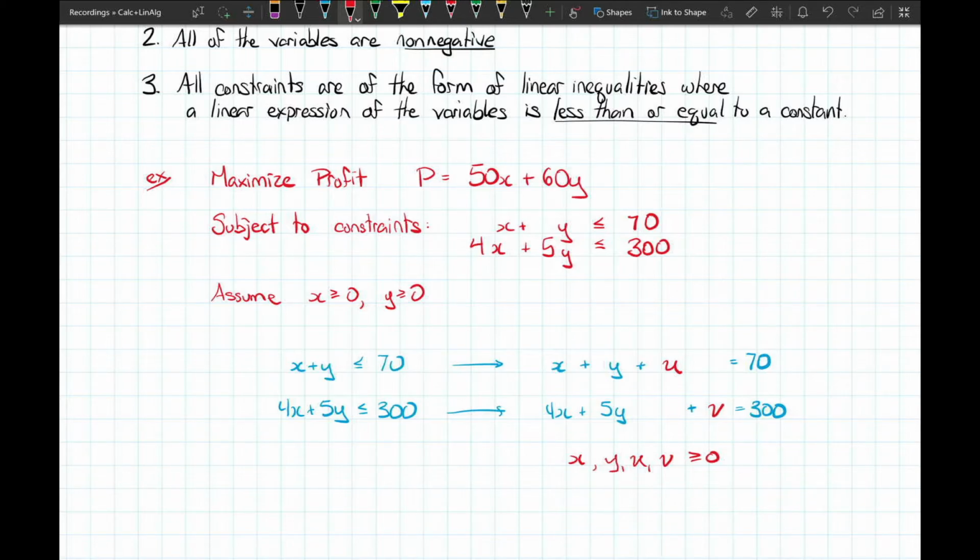It's not just an augmented matrix. We call this a tableau because it does have variables, it has constants, so we'll put a vertical line between the variables and the constants. But we also have one particular equation that's different from all the others, and that's our profit equation. It's treated differently than our constraints. So we have a horizontal line separating our constraints from our profit.